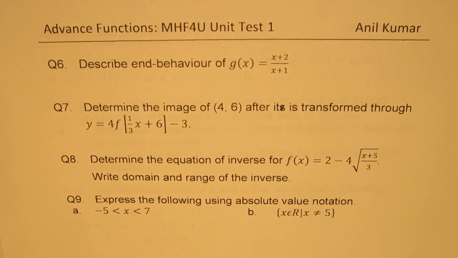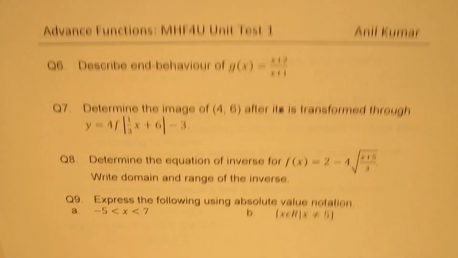Question number 9. Express the following using absolute value notation. a, x is greater than minus 5 and less than 7, and then we have b, which is x belongs to real numbers where x is not equal to 5.